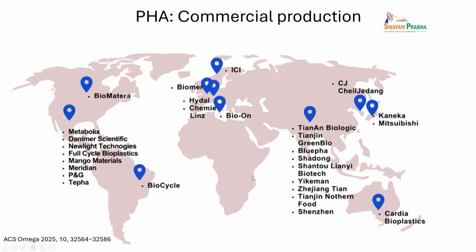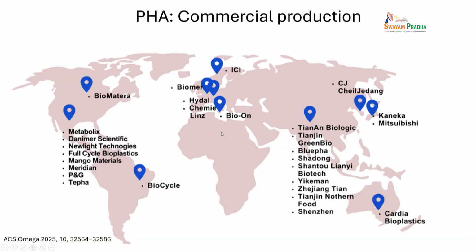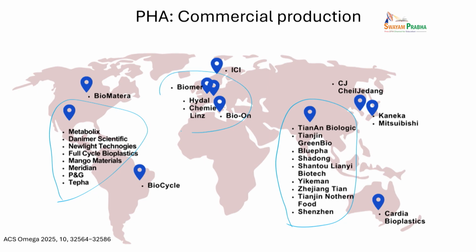In terms of company distribution, the previous table showed only a few of them, but this is more exhaustive, current as of 2025. These are the companies and the corresponding countries in which they produce. You can see a large number of companies in China producing, and also quite a bit in the US and in Europe, indicating that PHA has a huge potential for medical application with regard to its biocompatibility and functional aspects. But there is no company in India producing PHA as of now.